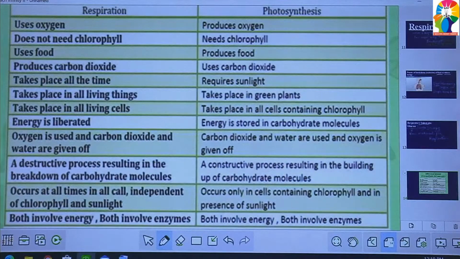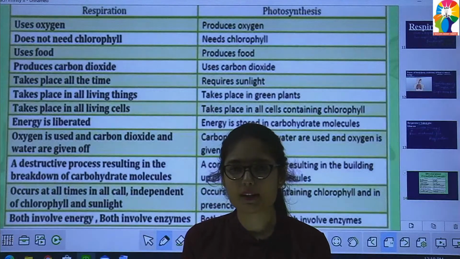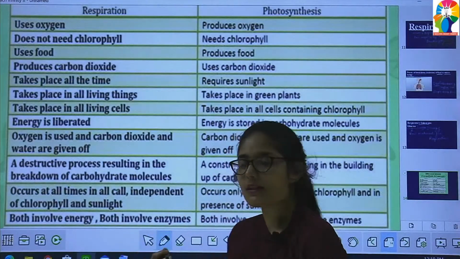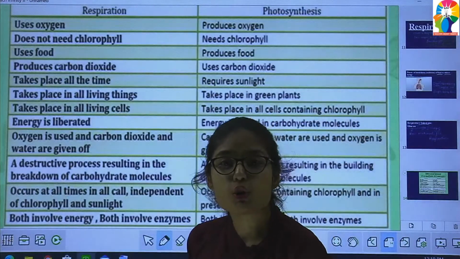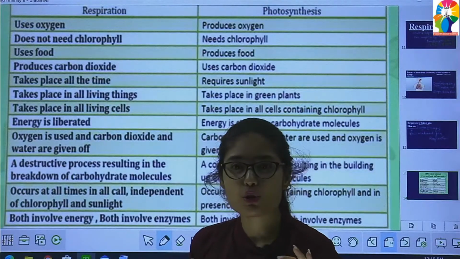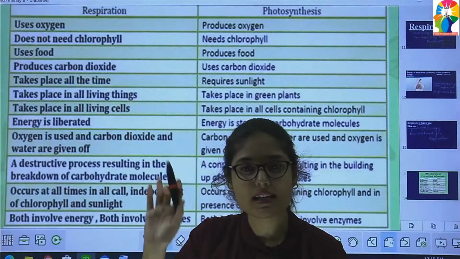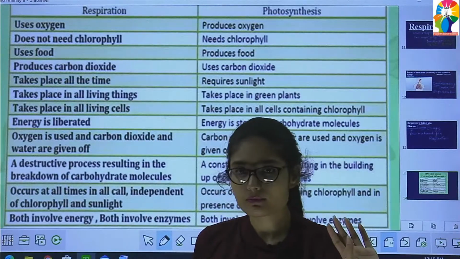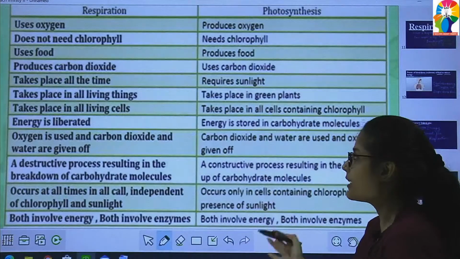Now respiration does not need chlorophyll. Obviously in our human body there is no green pigment present, just like in plants. Plants do need chlorophyll, which is present in the chloroplast. Photosynthesis takes place in the presence of sunlight and chlorophyll. So plants need chlorophyll and we do not in respiration.